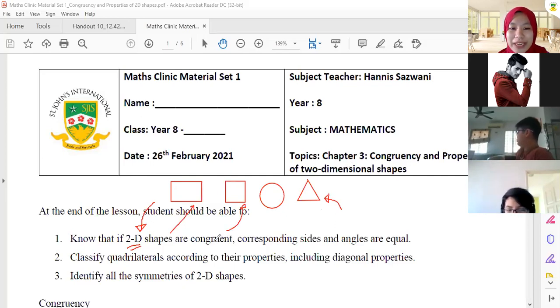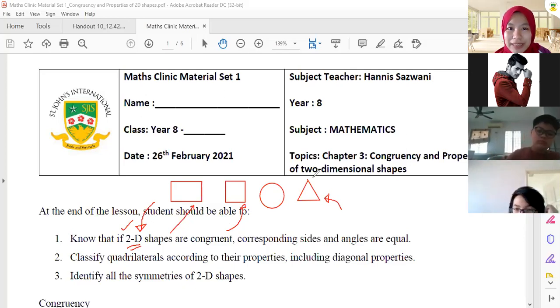Any word that you would like to ask for the definition? You can type in the Zoom group chat. What is corresponding and symmetry? Okay, thank you for asking. Corresponding means related to it. Which relates to it? Corresponding side.